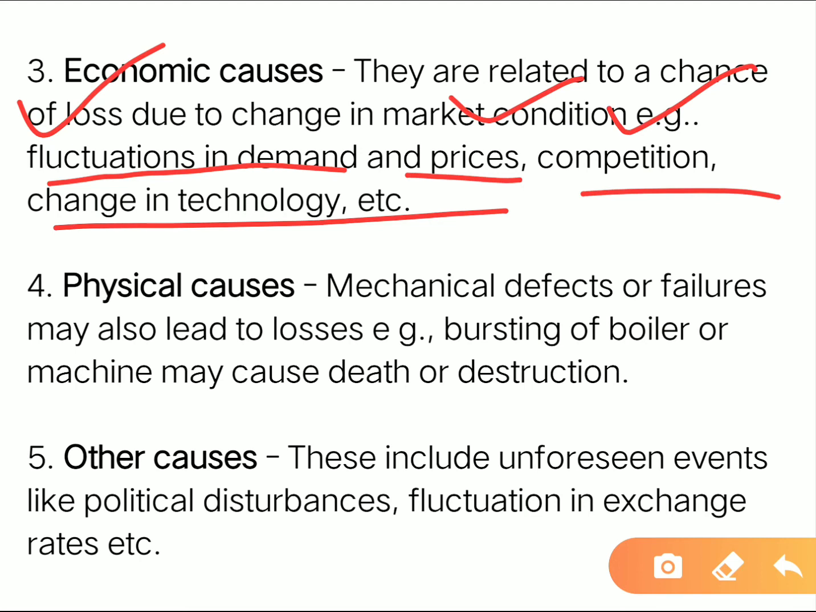When there is change in technology, when new technology comes in the market, then every businessman has to adopt the new technology, otherwise their product will be outdated. If they follow the old technology, then their product will be outdated. So that is why they have to adopt the new technology. Due to all these changes, the change in demand, the change in price, the increasing competition, the change in technology, the business suffers from risk. So these are the economic causes.